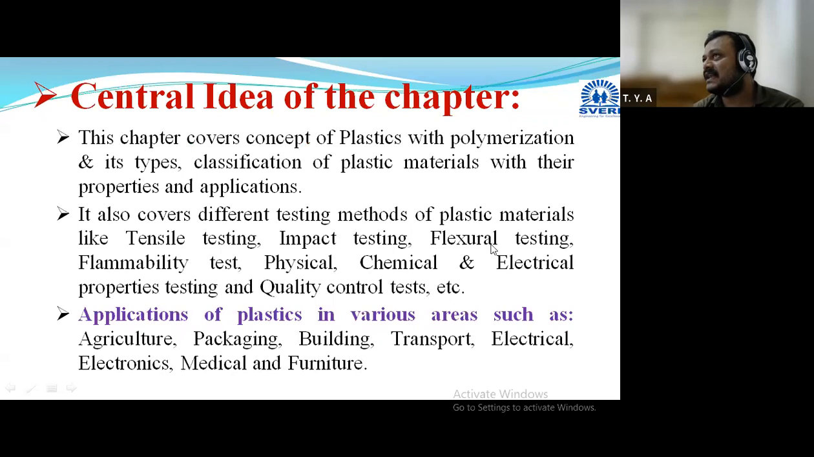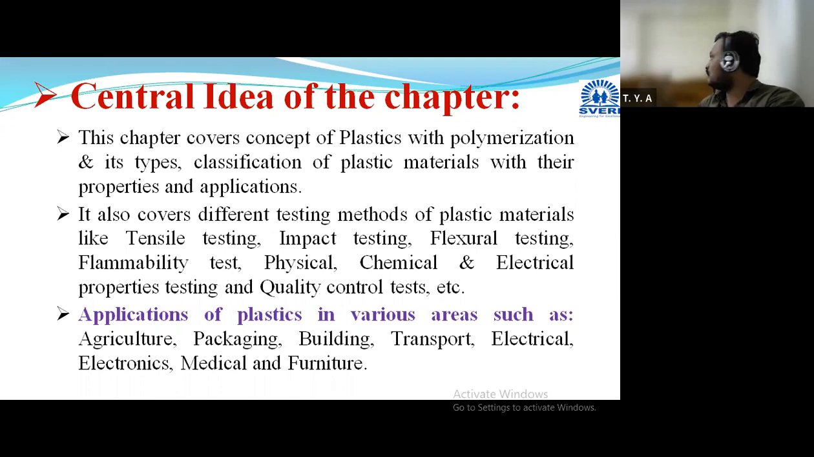Now this is the central idea of this chapter. What we are going to cover under this first chapter. So in first chapter we are going to cover the introduction to plastic, means what is the meaning of plastics, then classification of plastic materials, properties of plastic materials. Then there is one term, polymerization method or process. And what is the meaning of polymerization and what are the different types of polymerization, that we are going to discuss in this first chapter.